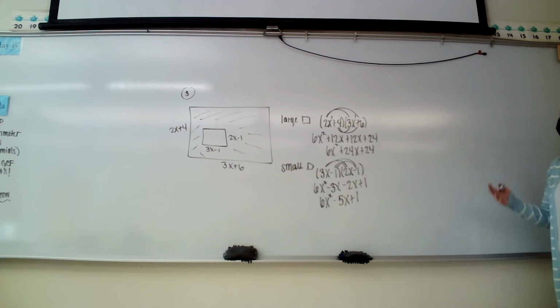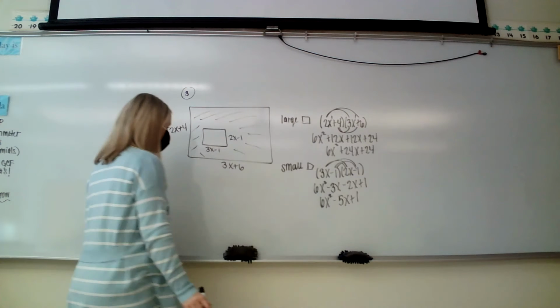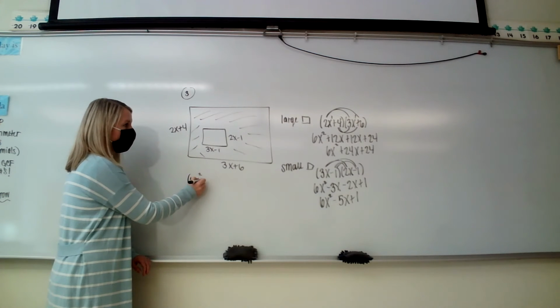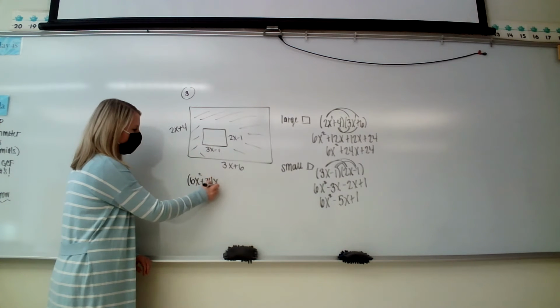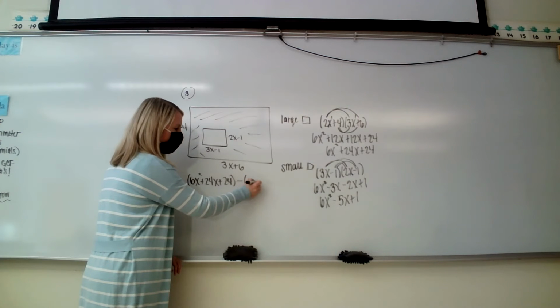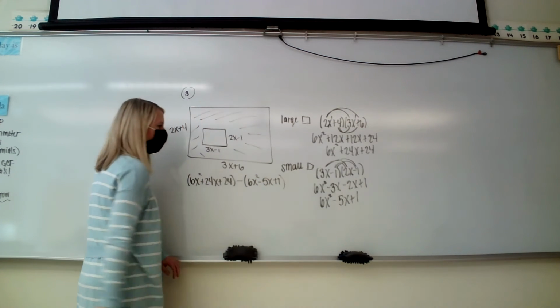So now we said, well, to find the area of just the shaded region, we're going to subtract those. So I'll just do it kind of right below here, so I'm not too far off on the side. So I have the large rectangle, 6x squared plus 24x plus 24, minus the small. I keep saying triangle, gosh. Sorry, I teach trig my first 2 periods and I got triangles on the brain. Rectangle.